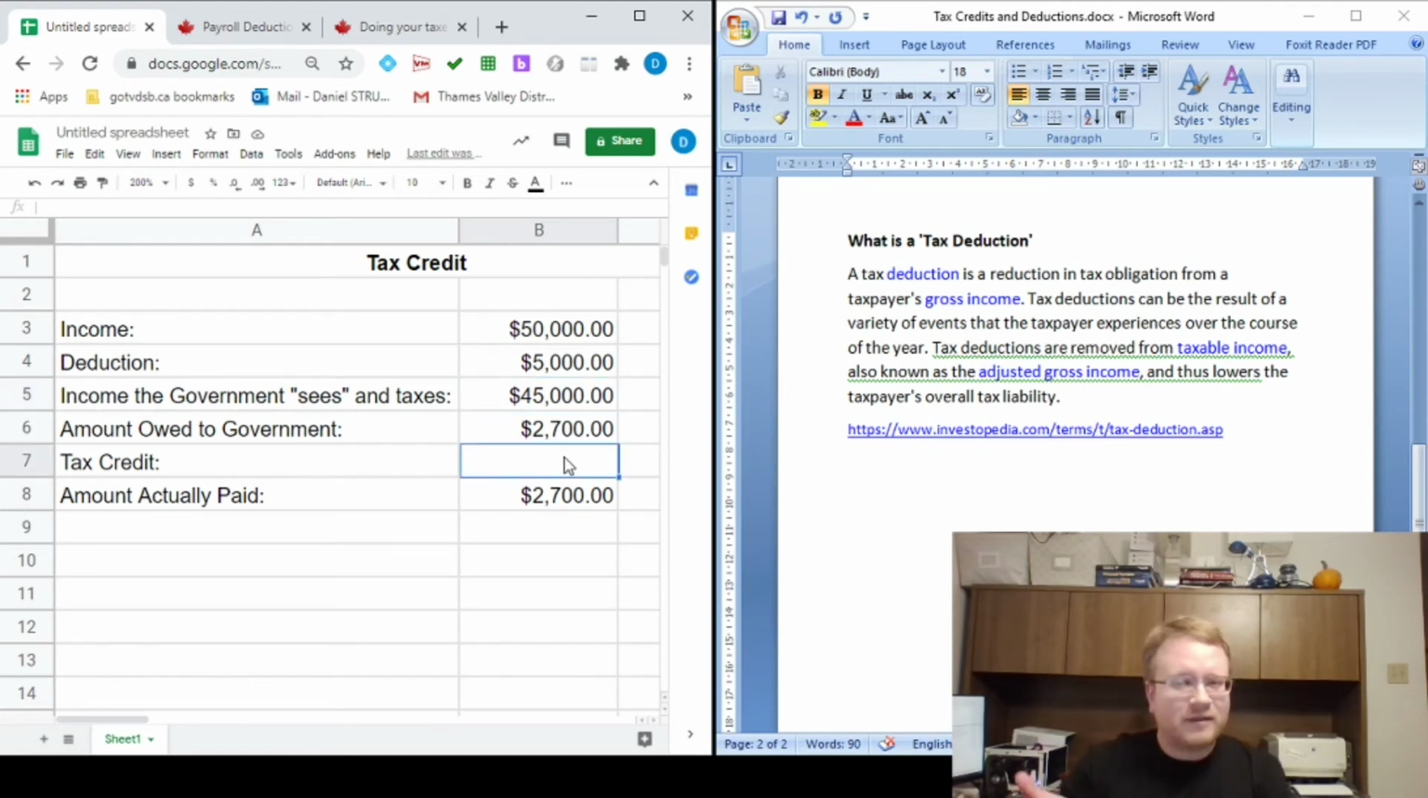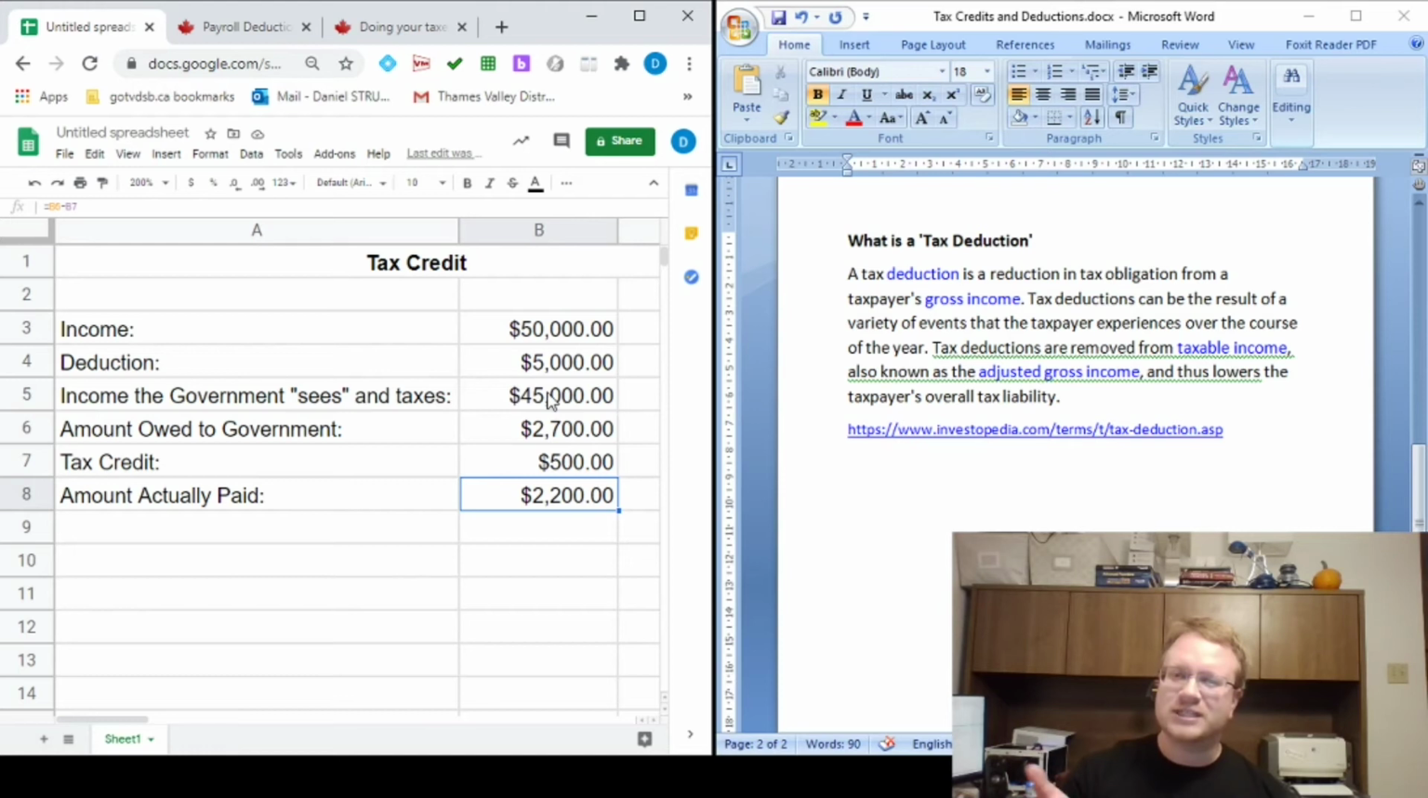And if I'm lucky and I have tax credits as well, let's say I have a tax credit of $500, then that directly changes the amount that I pay. So to summarize, tax deductions change what my income looks like. So it changes how much the government sees and actually taxes us on.